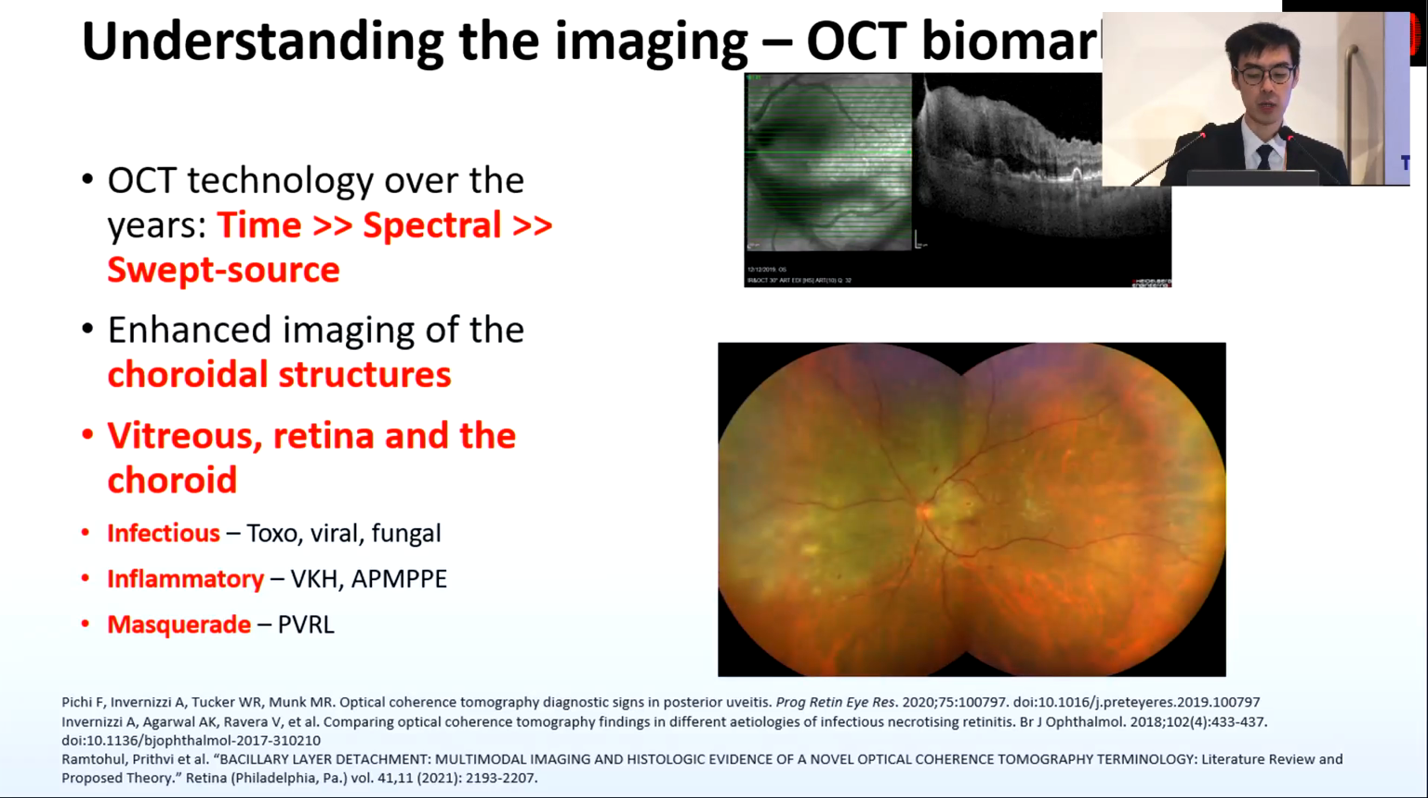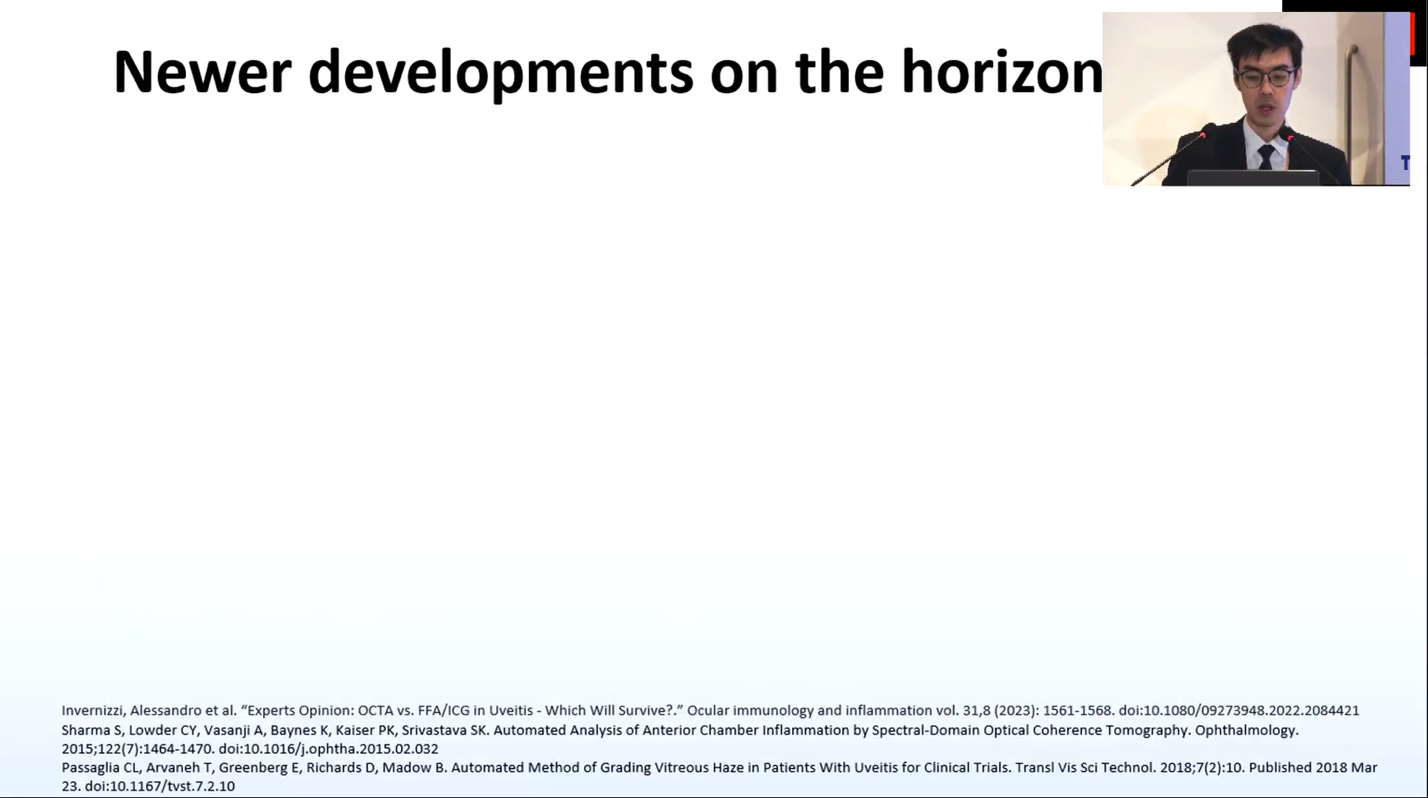And lastly, if you look at the fundus photographs of these patients, one might not be faulted to think that this is viral retinitis. But if you look at the OCT, it demonstrates a rounded roof appearance, infiltration of the inner retina, and outer retina undulation. This patient was eventually diagnosed with primary vitreoretinal lymphoma. So there are newer developments on the horizon.